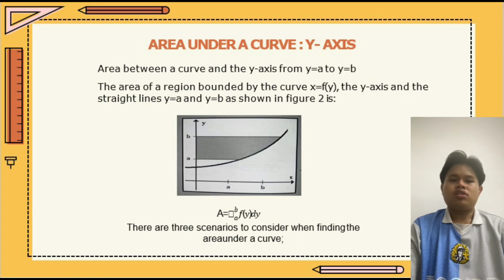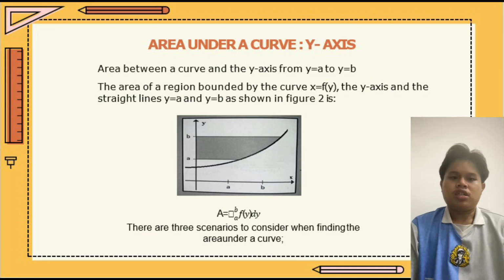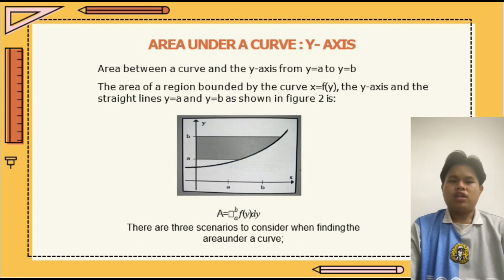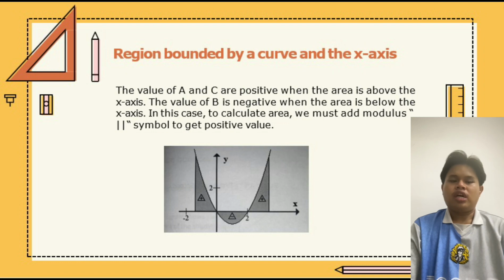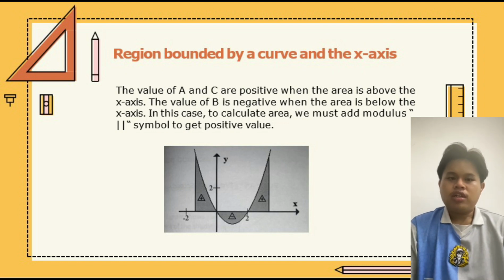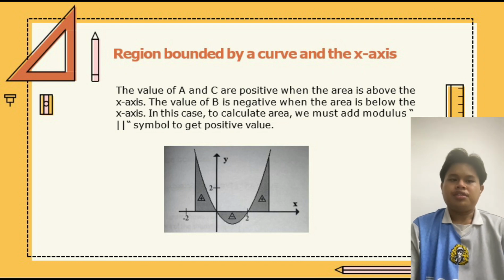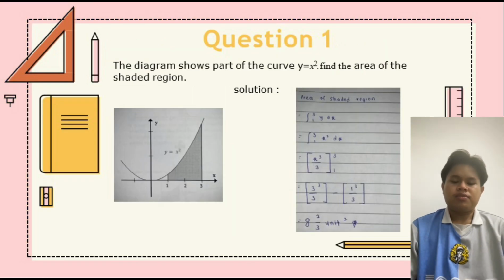Now I want to explain about the region bounded by a curve and the x-axis. The values of A and C are positive when the area is above the x-axis. The value of B is negative when the area is below the x-axis. In this case, to calculate the area, we must add a modulus symbol to get a positive value.